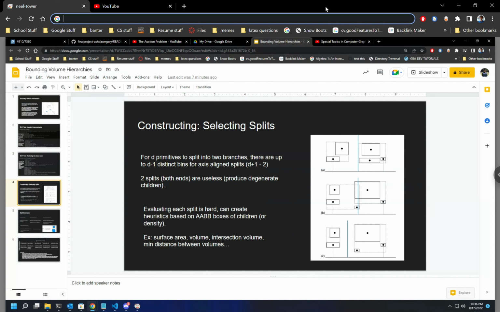So selecting splits for D objects, there are D-1 splits, and choosing where the split should be is hard because it's not easy to see in foresight what the best split is. We can do a naive median approach where we take the median point and split on that, but there are heuristics we can use, such as the surface area of the children produced, the intersection volume of the children produced, and the actual volumes of the children produced.